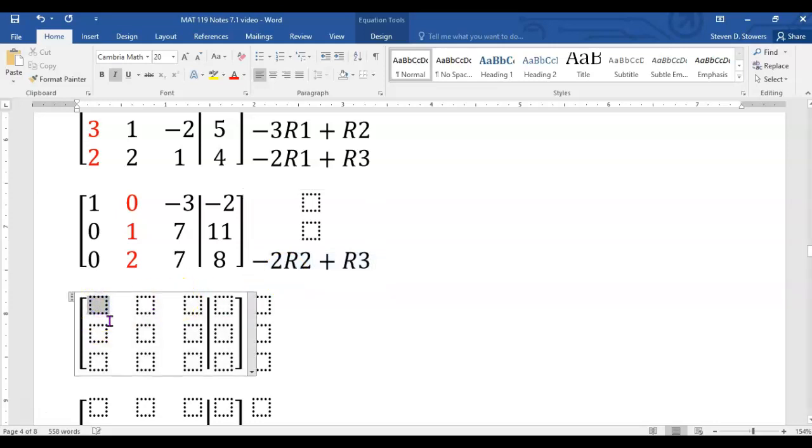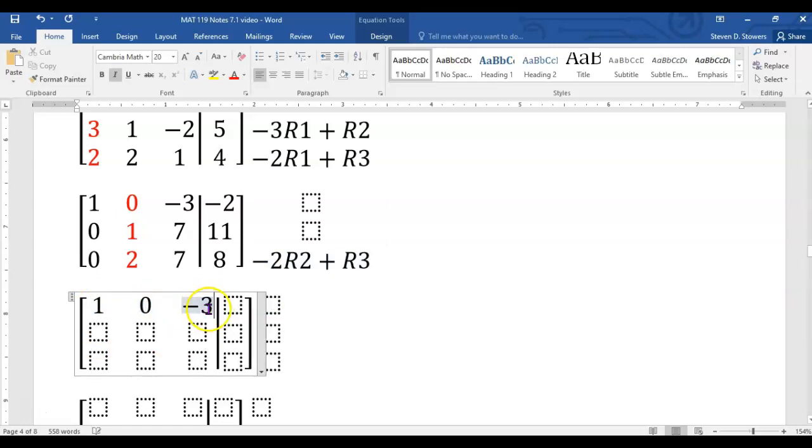So row 1 is not going to change. I'm just going to copy that over. 1, 0, negative 3, negative 2. Row 2 is not going to change. It's still going to be 0, 1, 7, 11. But I'm going to do this to get the new row 3. I'm going to take negative 2 times whatever's in the middle and add it to whatever's on the bottom.